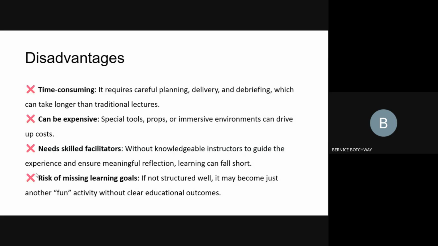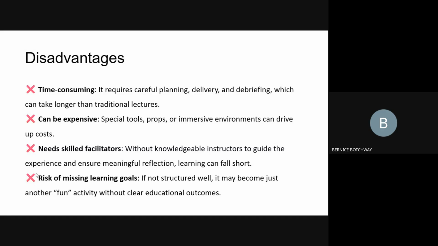So it takes longer. And then it can be expensive because you want to connect it to the real life situation. So you need the tools, the material, the props. Okay, you need them to teach. Okay, and then which can be expensive. If the school is not providing for you, the teacher, you have to use your own money to do it. And then it needs skilled facilitators.